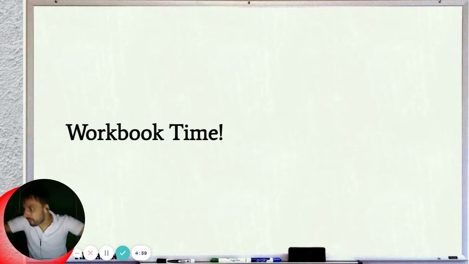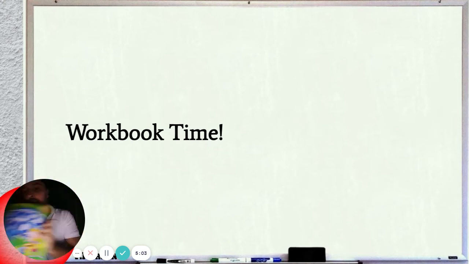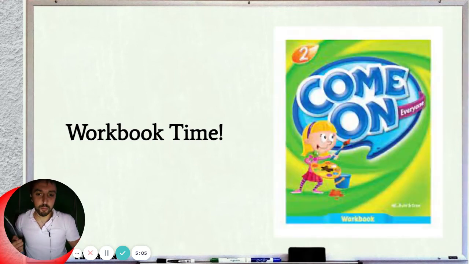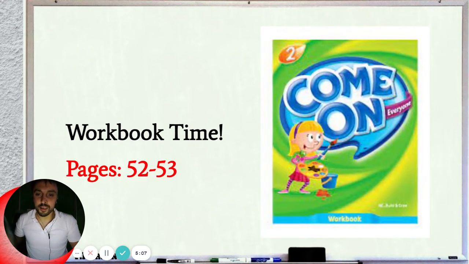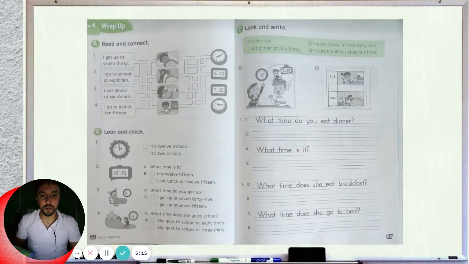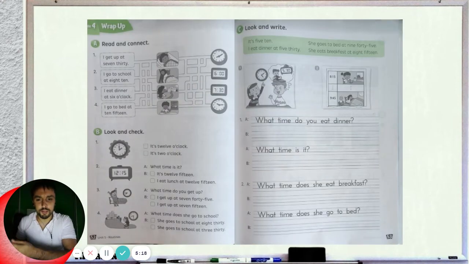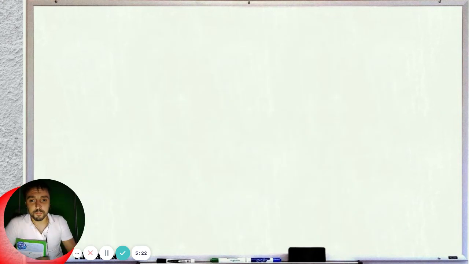Okay, yes, it is workbook time, guys. As promised, it's time for your workbook. And what page, I hear you ask? Page 52 and 53. And here is what they look like. Here is 52 and 53. And let's go through it together.